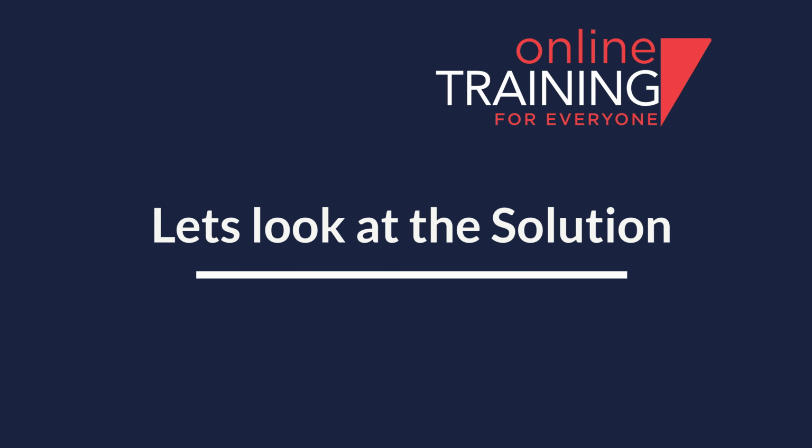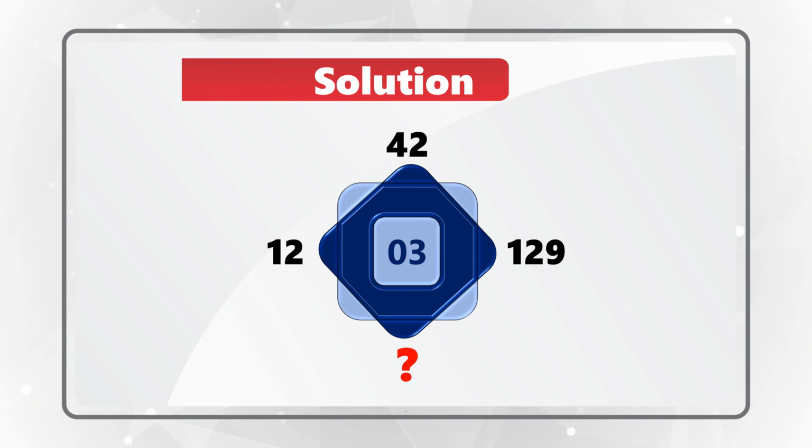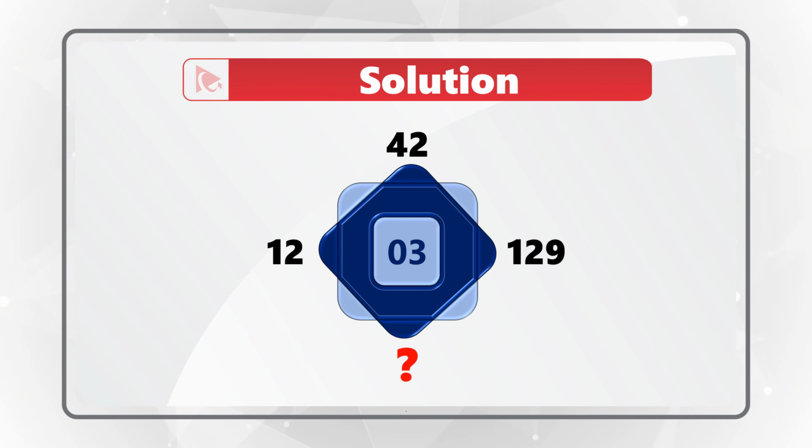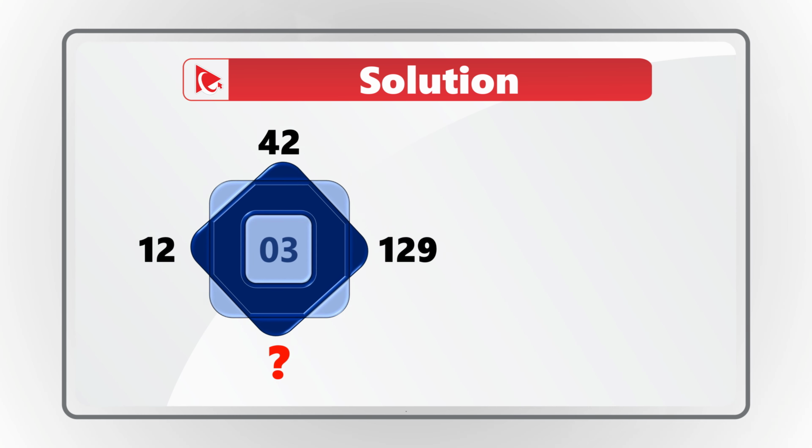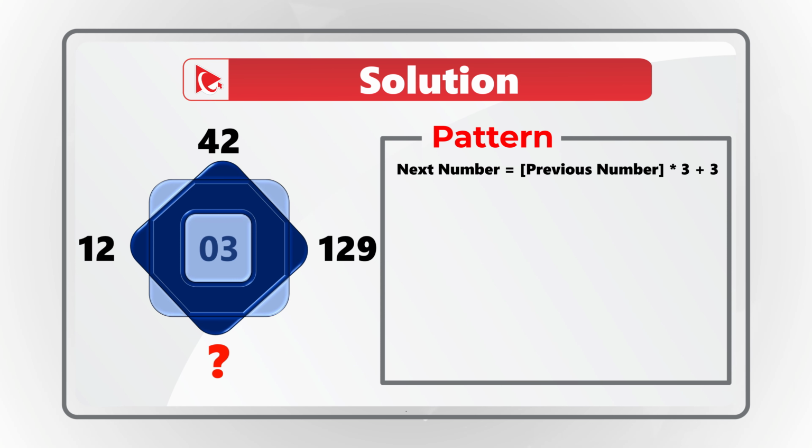What's interesting is that this question tests your attention as well as pattern recognition skills. You can see that there are numbers around the square, and there is one number, 03, around the square. The key to detect the pattern here is to do mental calculations inside your head. The real pattern is that the next number is calculated as the previous number multiplied by 3 plus 3.